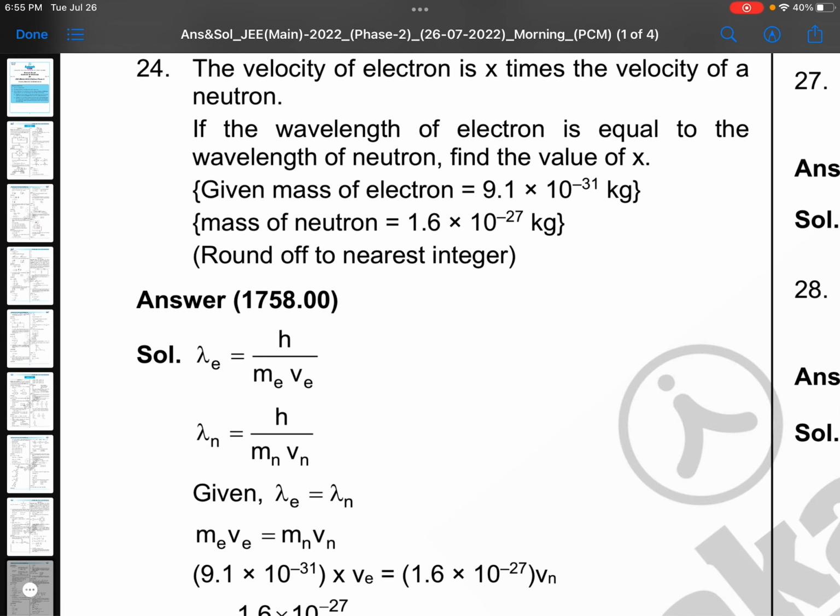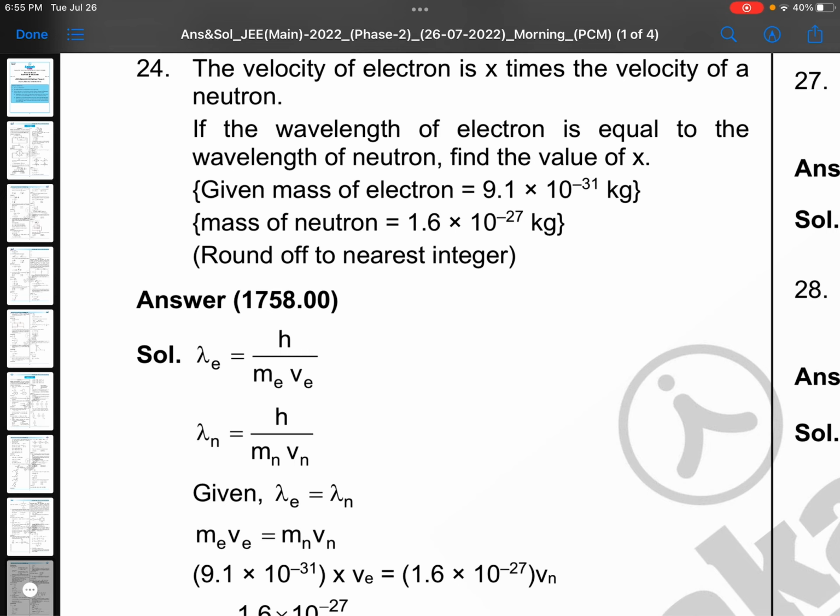The velocity of electron is x times the velocity of a neutron. Generally, it is asked for proton. This time he is asking for neutron. If the wavelength of electron is equal to the wavelength of neutron, find the value of x. Lambda is equal to h by mv. This question we generally do for proton. He mentioned neutron, that's all.